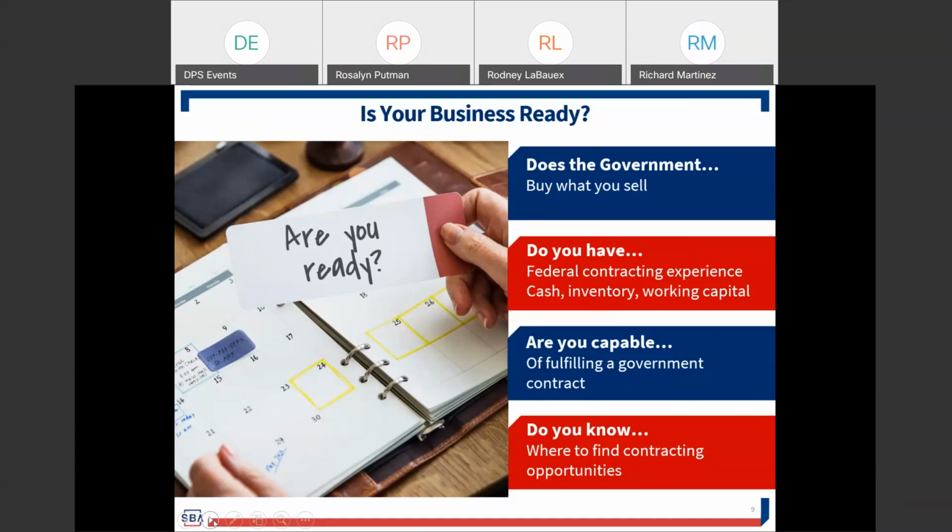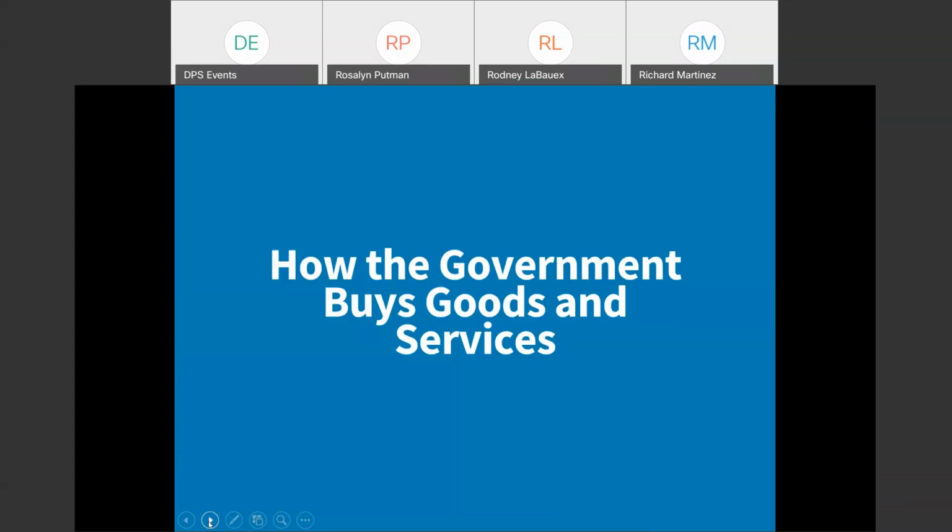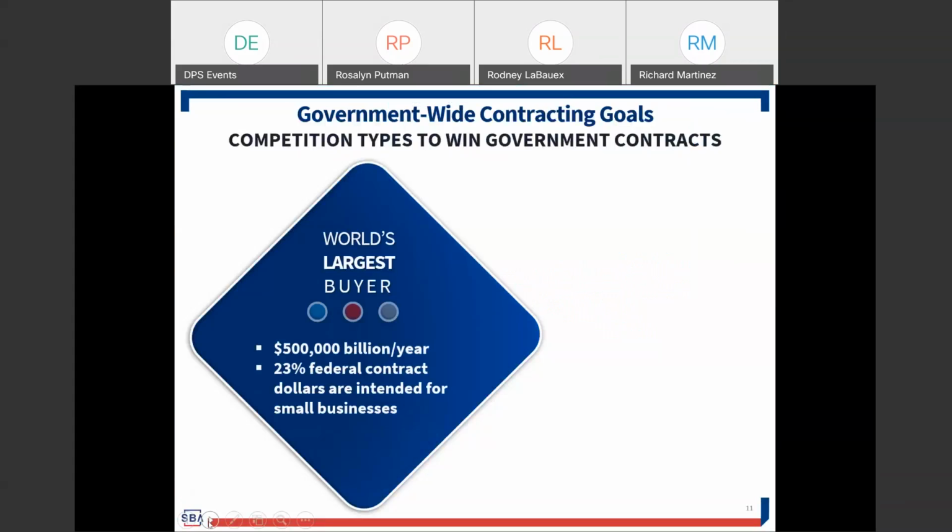A lot of times small businesses want to sell to everybody, and that's not always the case. So you should definitely streamline a few agencies at one time. 2 to 3 is a good number. The government-wide contracting goals: the government is the largest buyer of goods and services. The government spends over $500 billion a year, but 23% of federal contracting dollars are intended for small businesses.